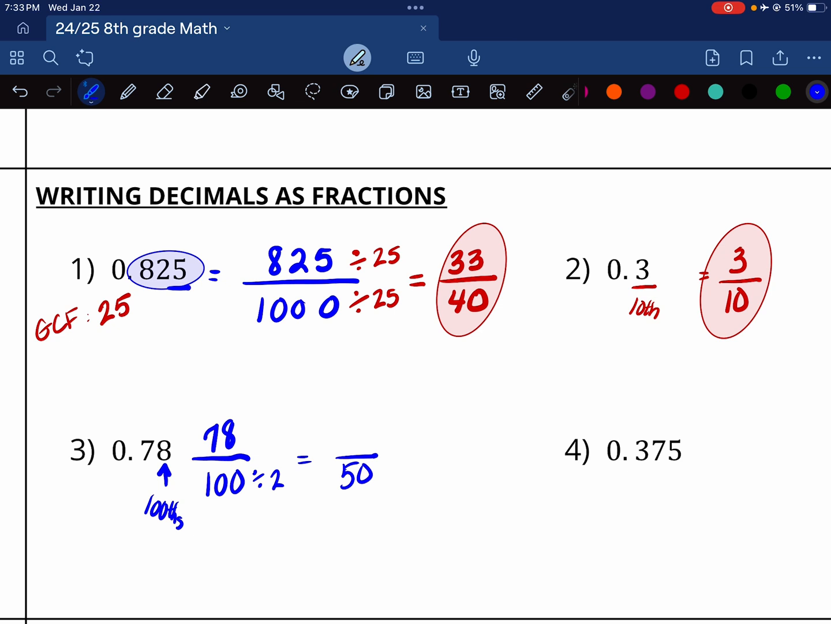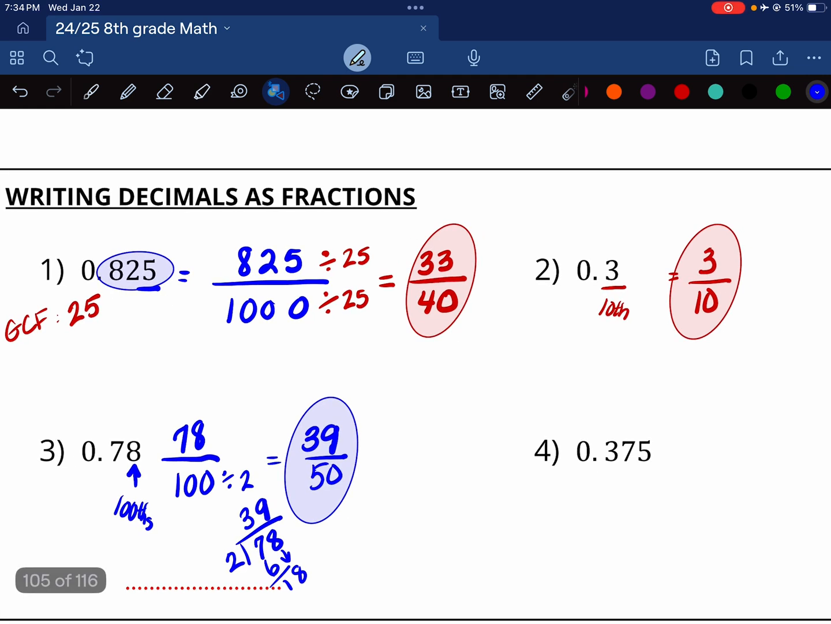78 divided by 2: 2 goes into 7 three times, which gives me 6. Subtract, 1, bring down the 8. 2 goes into 18 nine times. So there is my numerator, 39, and then I can't simplify it anymore.